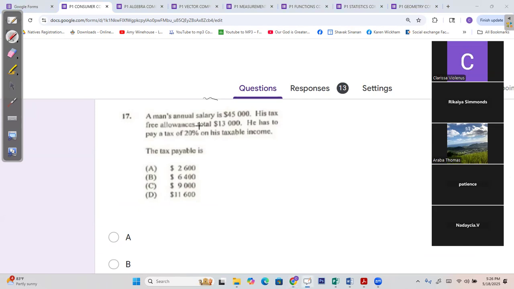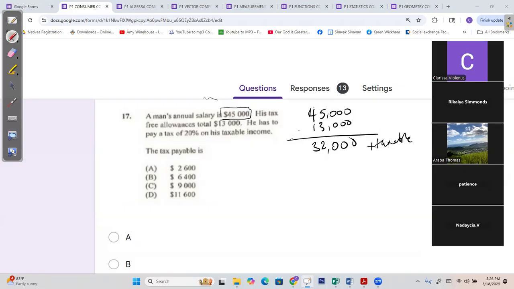So what do you think he needs to do? His taxable income is everything except the 13,000. So if this is how much he gets paid and he's not getting charged on this, what do we do with these two numbers, everybody? What operation? If this is his total money and this is how much money he gets to keep free without being taxed, we subtract. Excellent. So we say 45,000 minus the 13,000, and then we get 32,000. So this is what we call the taxable income.